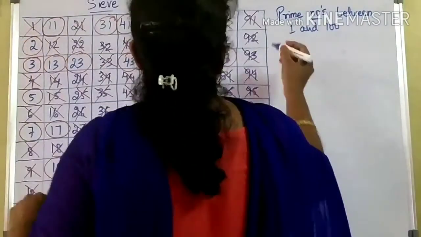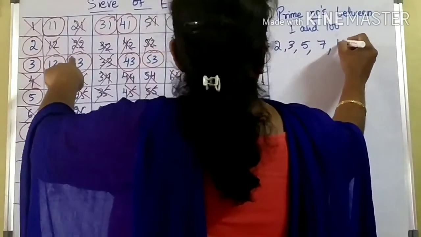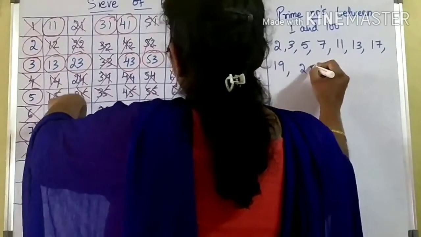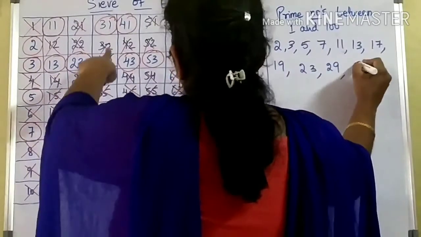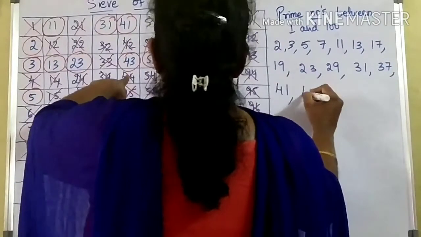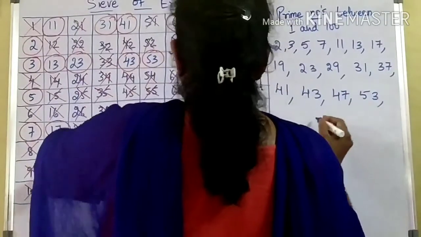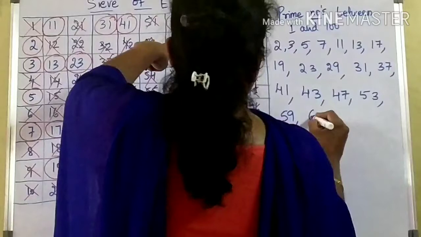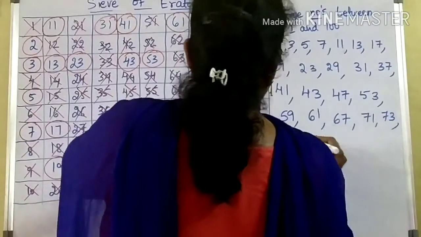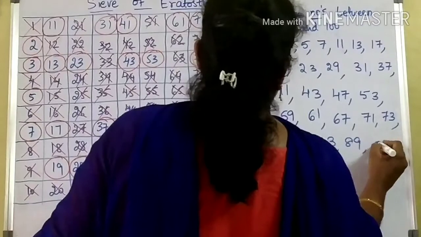Coming to the encircled numbers, you say 2, 3, 5, 7, 11, 13, 17, 19, 23, 29, 31, 37, next 41, 43, 47, 53, 59, 61, 67, 71, 73, 79, 83, 89, next 97.